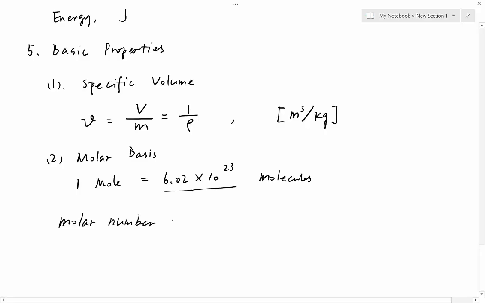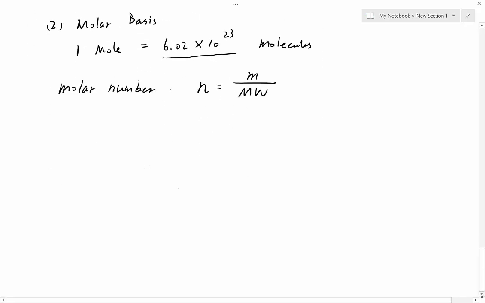Next one, molar number. What's the definition of molar number? We use letter N for molar number. N is equal to mass over molecular weight. We use MW for molecular weight. Okay, then how do you find molecular weight? The definition of molecular weight is the number of the protons plus the number of neutrons.